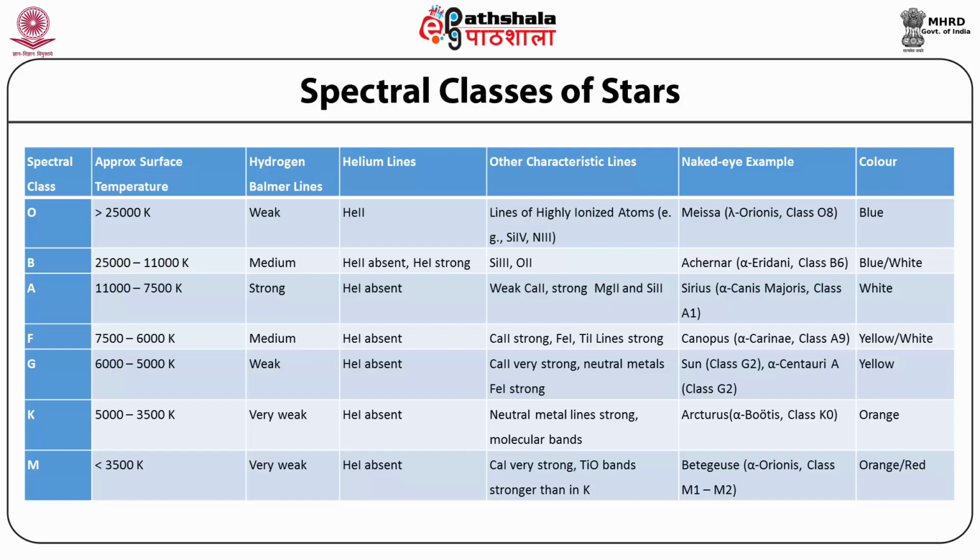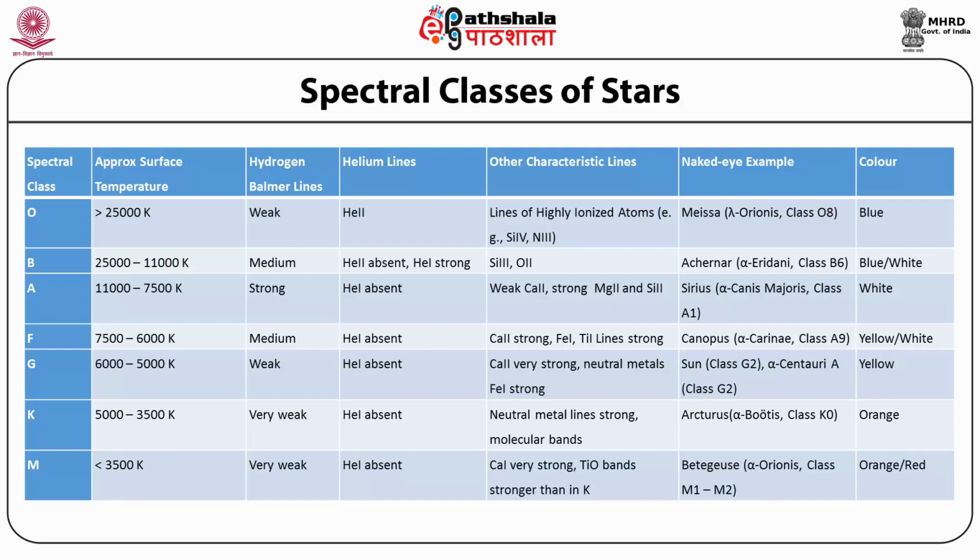The next one is the K spectral class, having 5000 to 3500 Kelvin. The hydrogen lines are very weak. He1 lines are absent. Neutral metal lines are strong. Molecular bands are present. The naked eye example is Arcturus, Alpha Bootis, class K0.